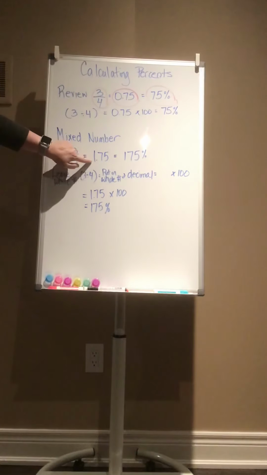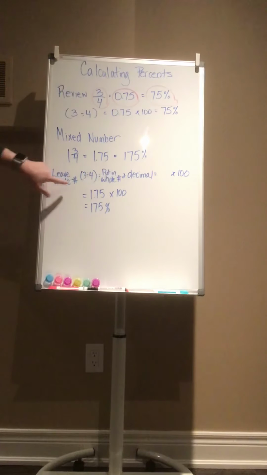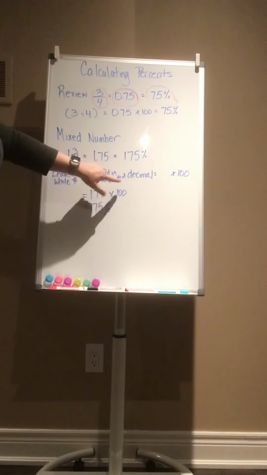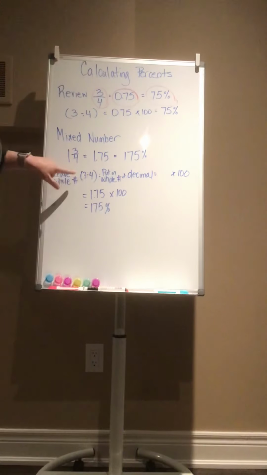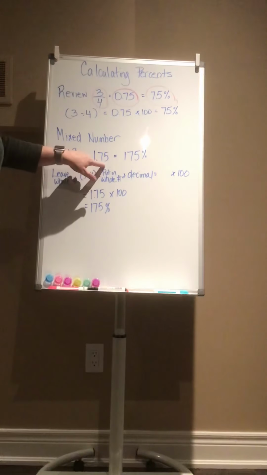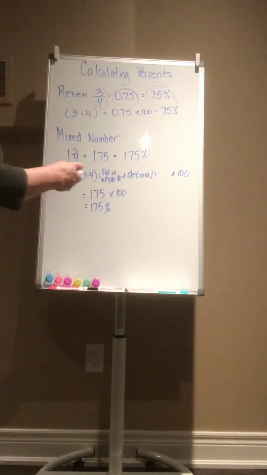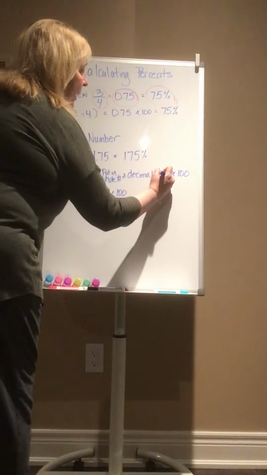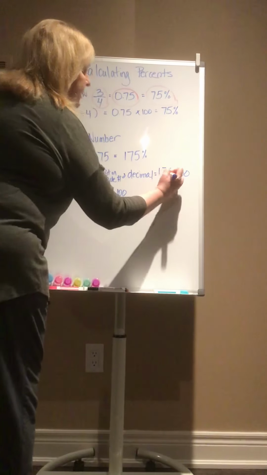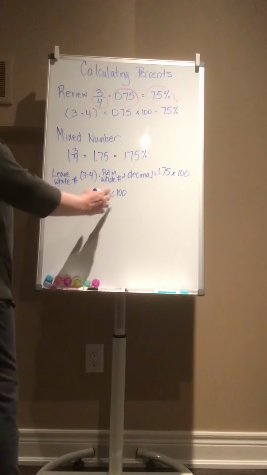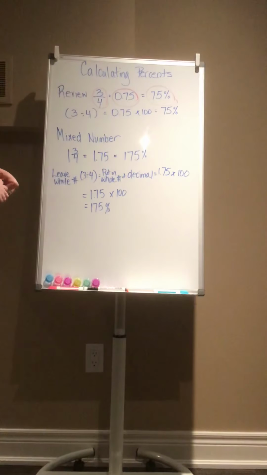So I end up with 1, because I put the whole number back in, decimal 75, because I know that 3 divided by 4 as a decimal is 0.75. And if I want to make that into a percent, I'm still going to multiply by 100. So I have 1.75 times 100, which gives me 175%.